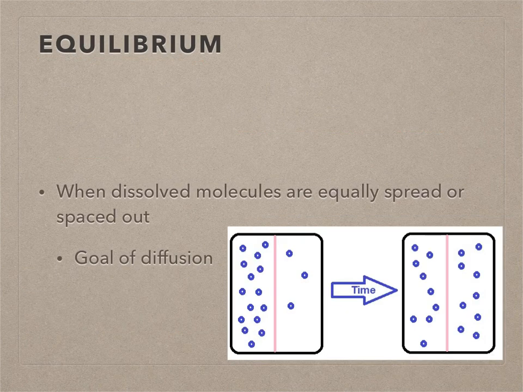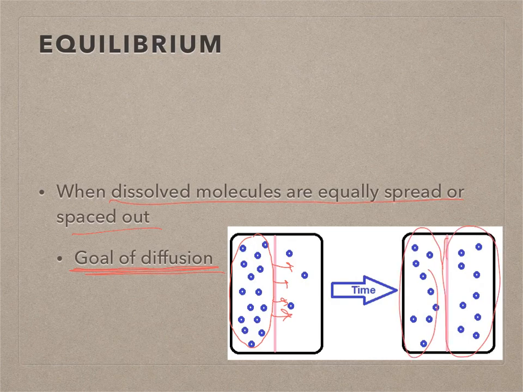Equilibrium is when dissolved molecules are equally spread or spaced out throughout the solution they're in. This is what diffusion wants to go to. Its goal is to reach equilibrium. So if there was a high concentration of particles on this side of the membrane and they were able to diffuse through, over time, what would happen would be the concentration on this side of the membrane and on this side of the membrane would be the same. They would be equal, and the solutions would be said to be at equilibrium.